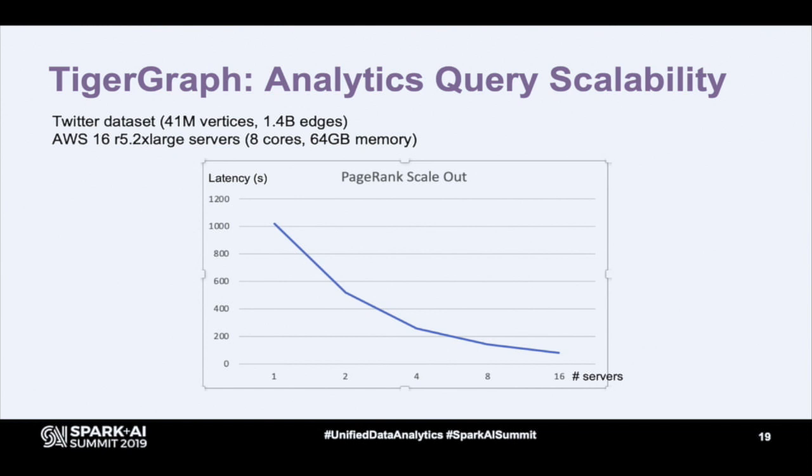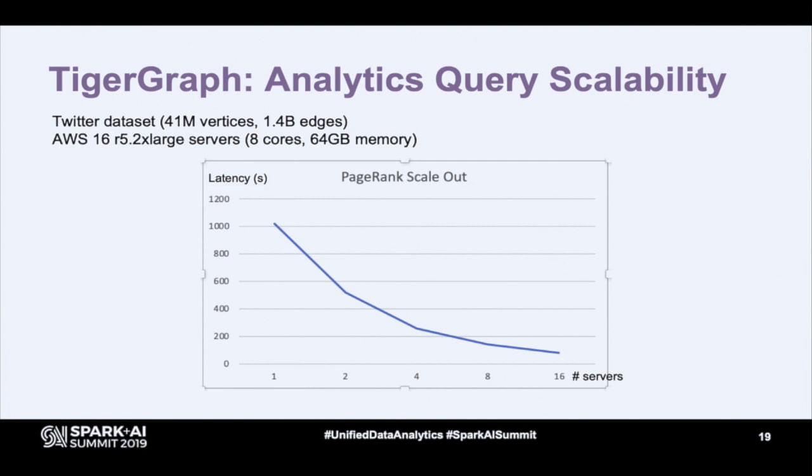This is the PageRank algorithm running on the very popular Twitter dataset, which you will find in almost every graph paper. We start from one server, which holds all the data, to 16 servers, where the data is partitioned across 16 different servers, and the algorithm is running in parallel on all these 16 servers as well. From one server to 16 servers, the improvement in terms of latency is about 13 times.